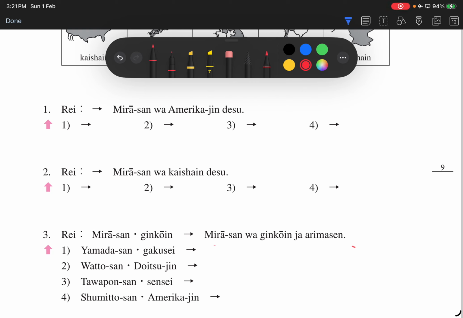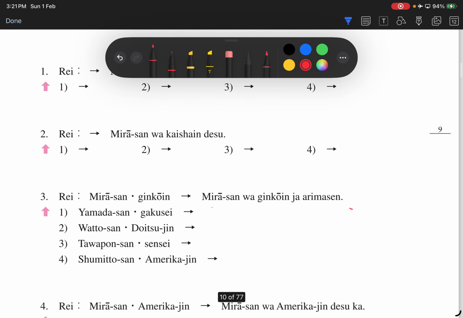Number 2, Wato-san, ドイツ人. Yes. Yeah, Wato-san. ワトさんはドイツ人じゃありません。 Thank you. ドイツ人じゃありません. Number 3, Tawapon-san, sensei. タワポンさんは先生じゃありません。 Very good. ありません. Right, not ありません. Yeah.